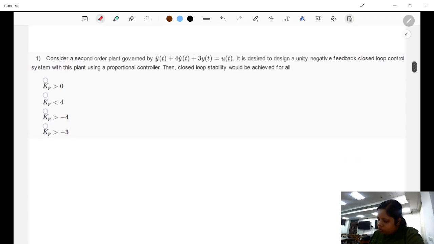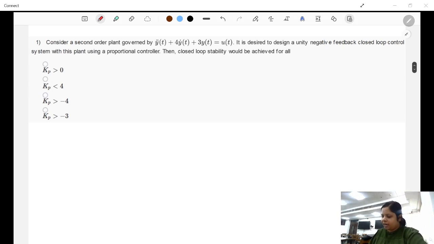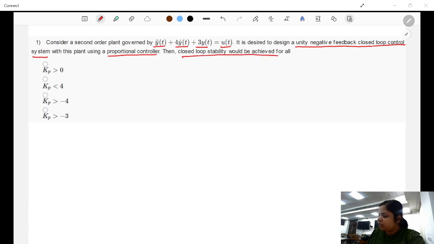Consider a second order plant governed by y double dot t plus 4y dot t plus 3y t is equal to u t. It is desired to design a unity negative feedback closed loop control system using a proportional controller. Then closed loop stability would be achieved for, so you see it might use Routh-Hurwitz criteria, but since it is just a second order plant, we'll be able to figure out just by seeing if all the coefficients have the same sign or not. That is a necessary and sufficient condition for second order system.